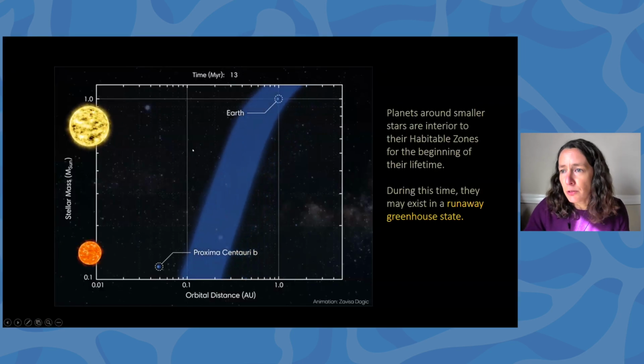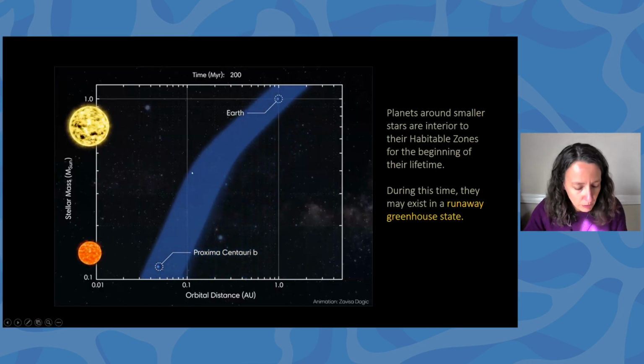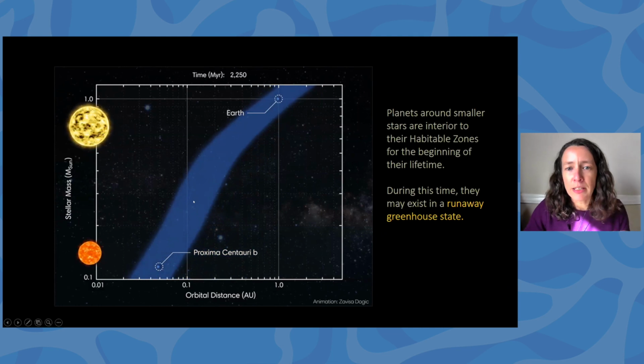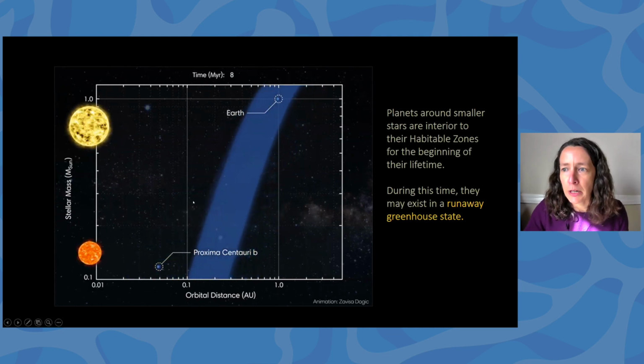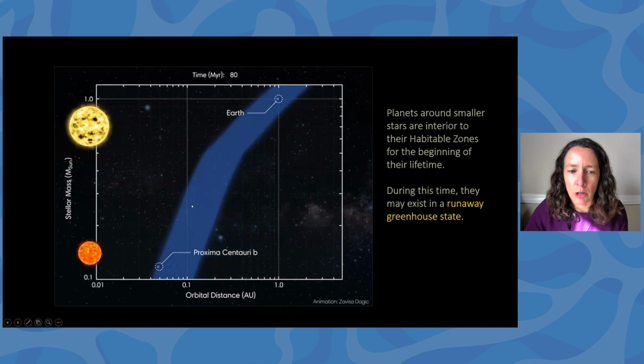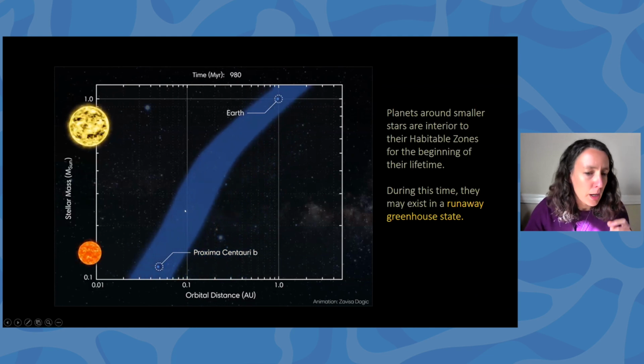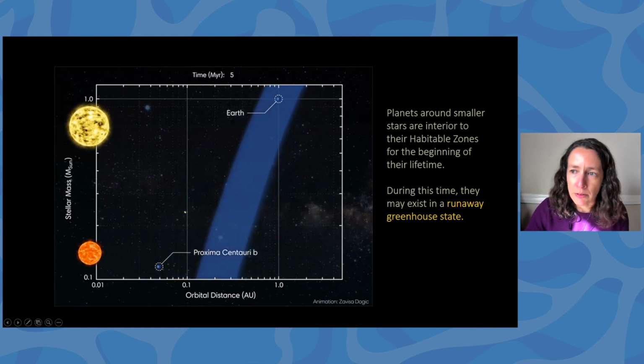Now, going back to the habitable zone, and talking about how that habitable zone varies with time, we've talked about how the geology influences the habitability of the surface.